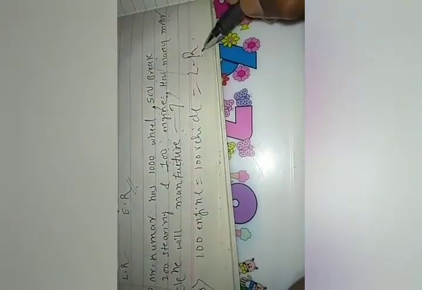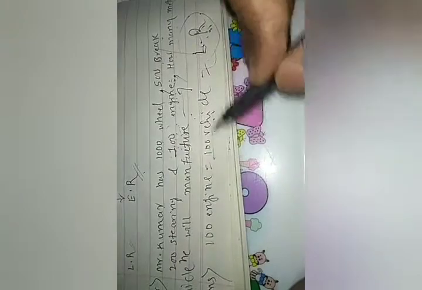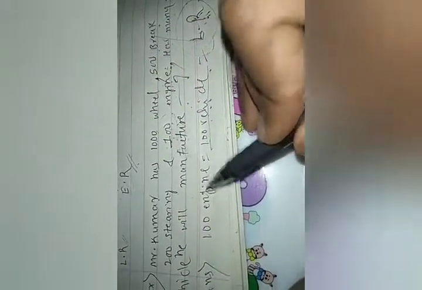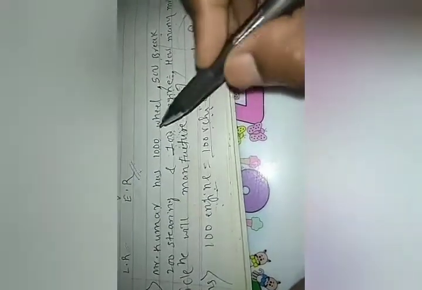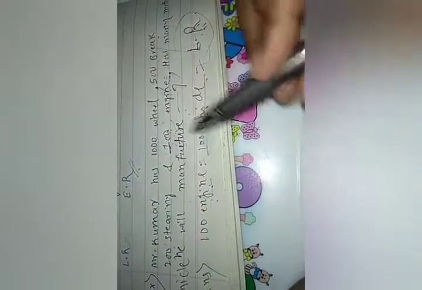Right students? Understood students? So the smallest value will decide the product. The smallest value we call the limiting reagent, and the limiting reagent only decides the product. For the formation of motor vehicles we need 100 engines. So the engine is the smallest value. Engine is 100, so out of 1000 we have to use 400 wheels, out of 500 we have to use 100 brakes, and out of 200 steering we have to use 100 steerings to prepare 100 vehicles. So the smallest value decides the limiting reagent. Understood students? Okay, thank you.